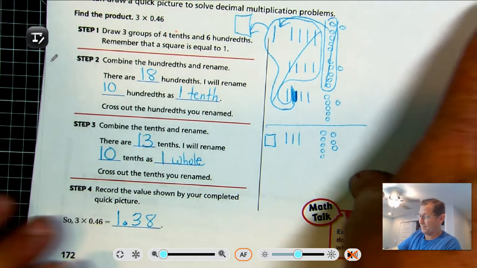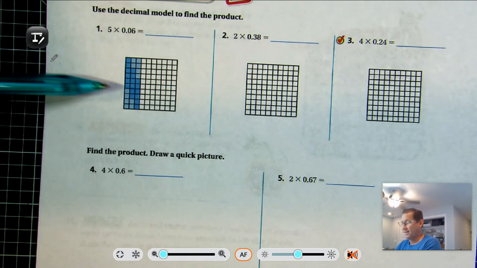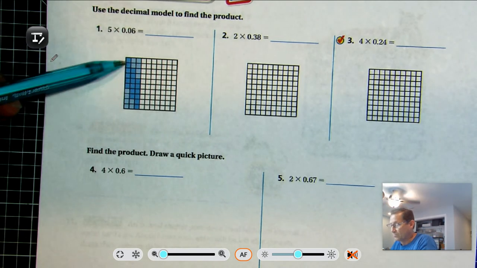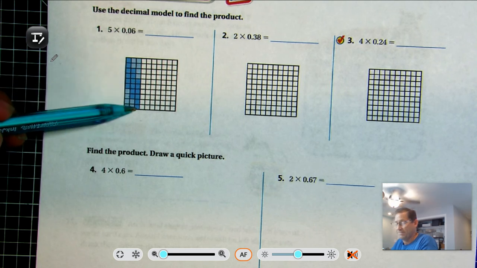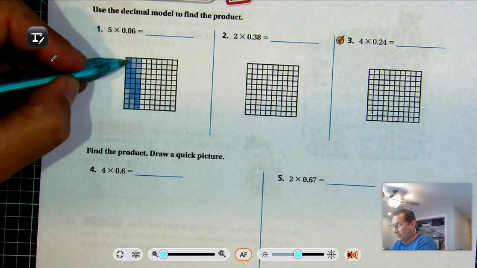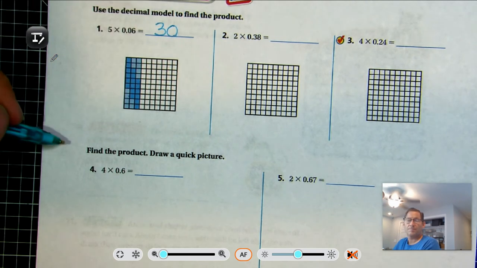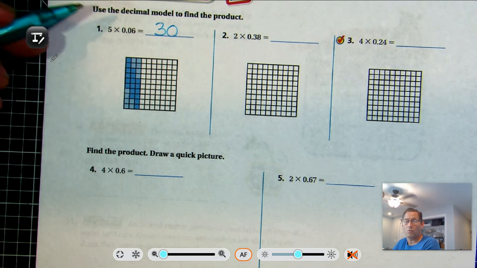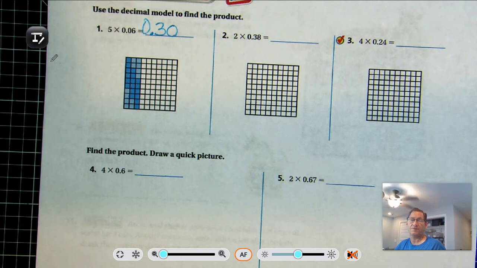Okay, let's look at 173. All right, so on 173, we see a decimal model, and I see 5 groups of 6 hundredths. 1, 2, 3, 4, 5. Well, if there's 10 in each column, that's 30. But each of these squares doesn't represent a whole, it represents 1/100th. So we have 30 hundredths. And that makes sense because 5 times 6 is 30.